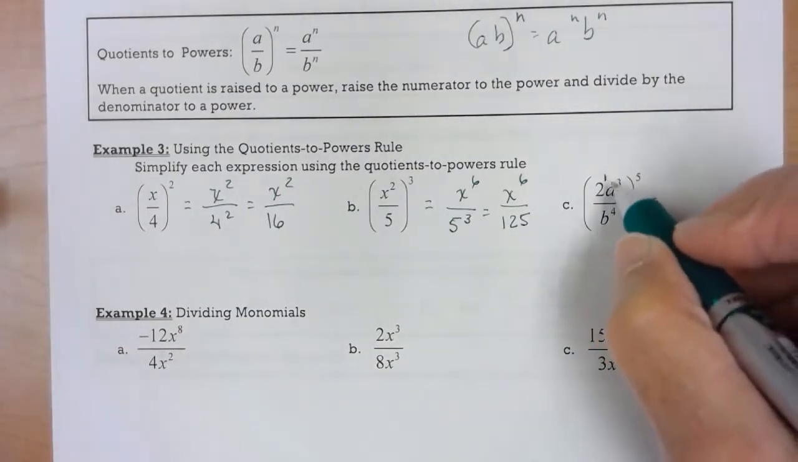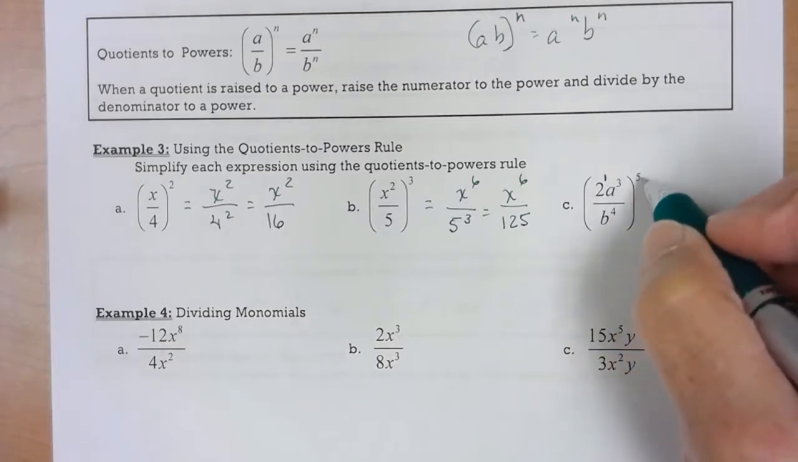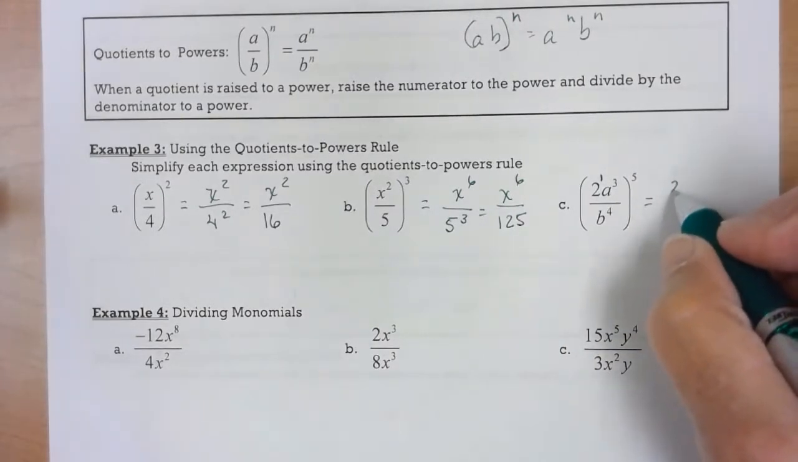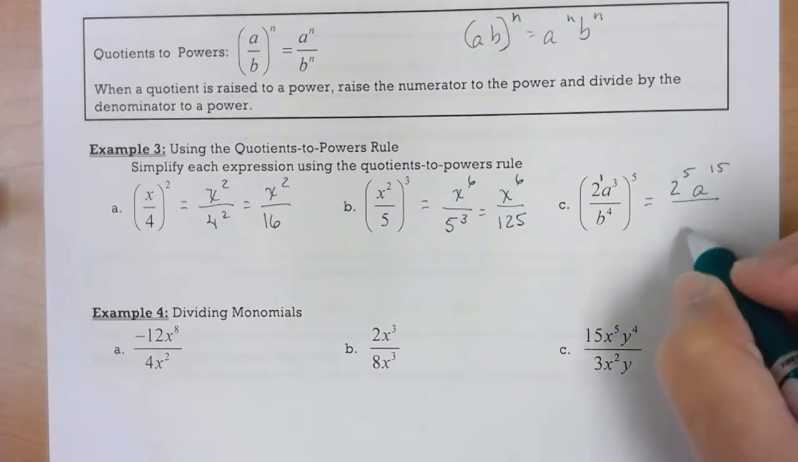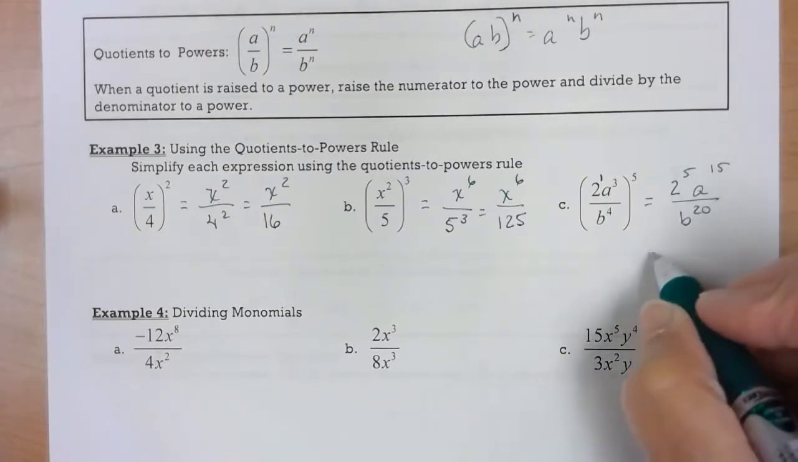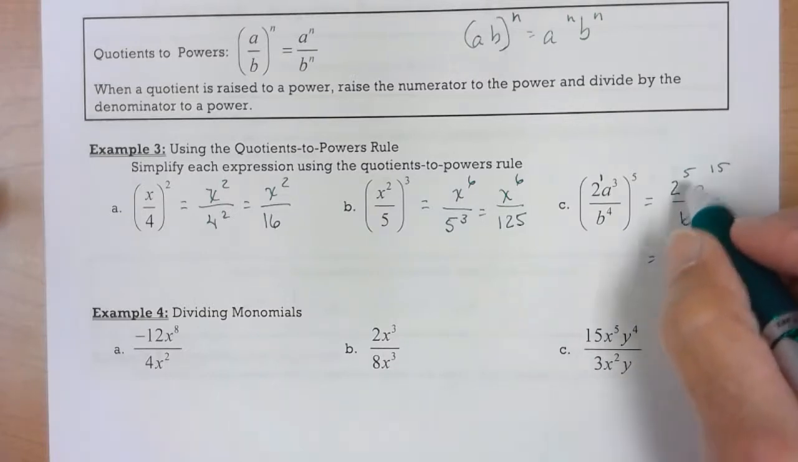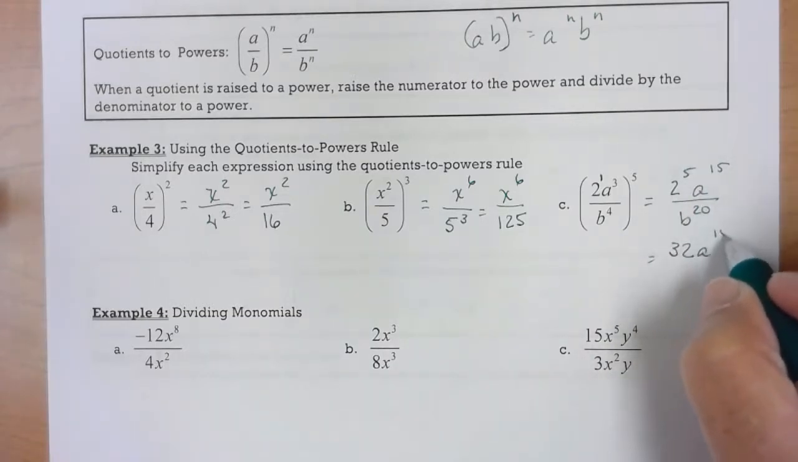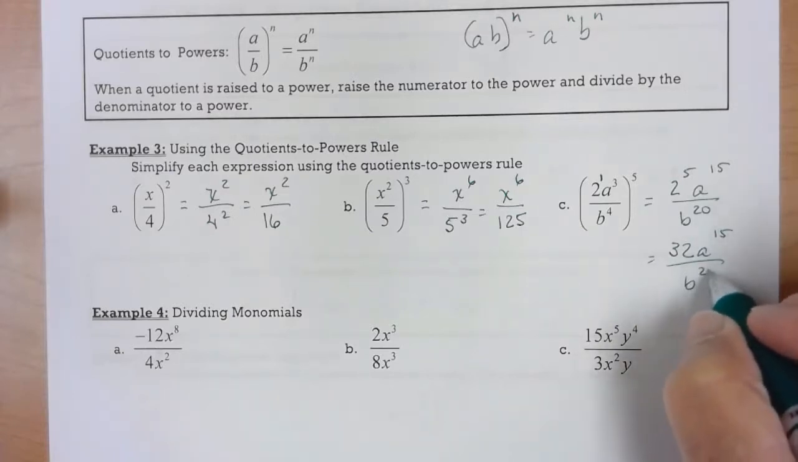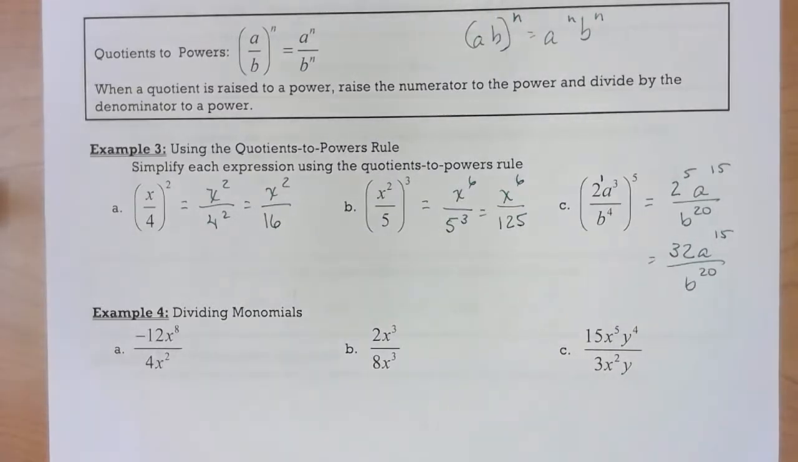Watch out here, because everything in the parentheses gets raised to that power. So I've got 2 to the 5th, a to the 15th, b to the 20th. I do have a numerical base. 2 to the 5th, check me, it should be 32. So that would be my final answer.